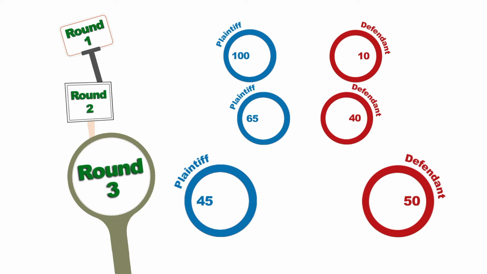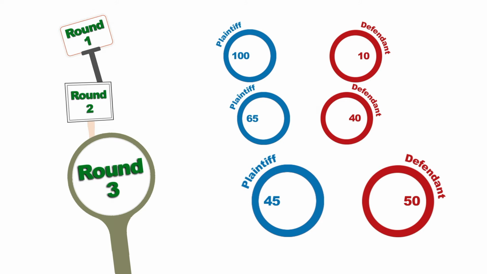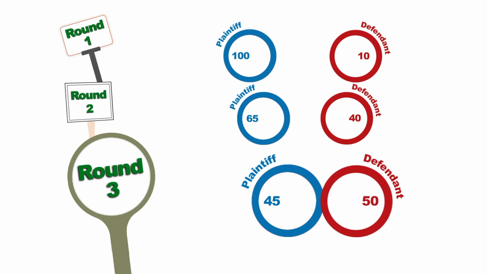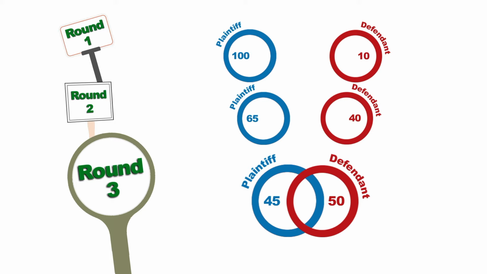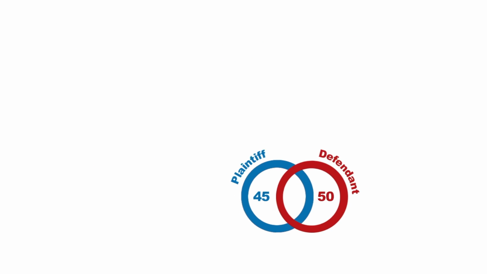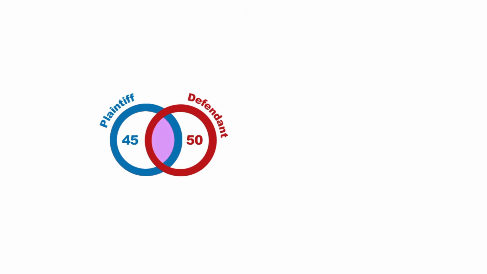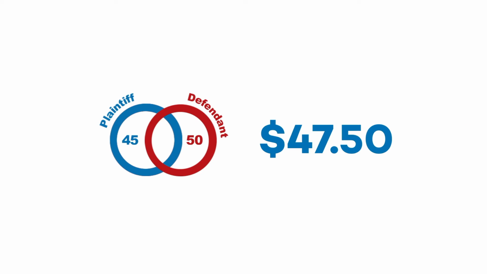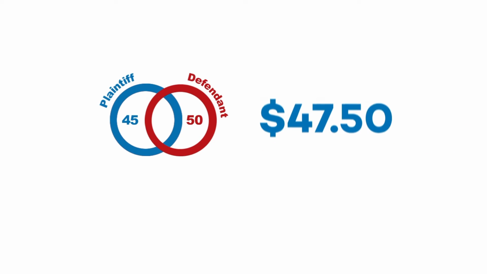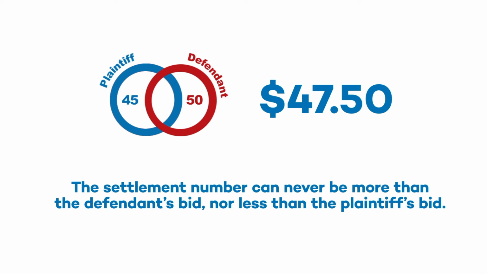In our example, the plaintiff compromised down to $45 and the defendant increased its bid to $50. There is a settlement. The settlement number is the average of the overlapping bids, or $47.50. Please note, the settlement number can never be more than the defendant's bid, nor less than the plaintiff's bid.